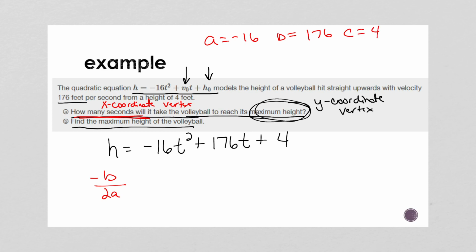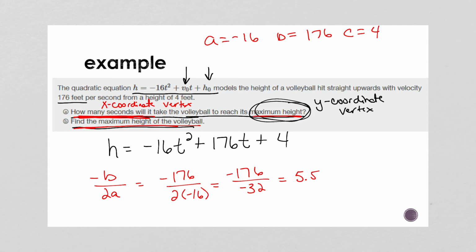Okay? So part A will give us how many seconds it will take to reach the maximum height, but then part B right here is asking for the maximum height, which is our y coordinate of our vertex. Okay, so we have -176 over 2 times -16. So that's -176 over -32. On my calculator, that's what I'm typing in, -176 divided by -32. And we get 5.5. What does that stand for? That is our x-coordinate of our vertex.